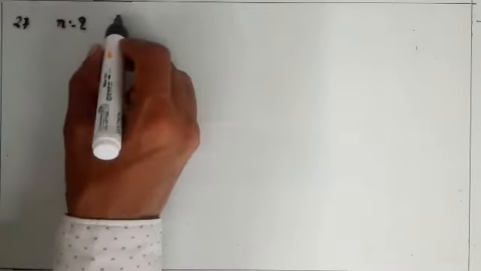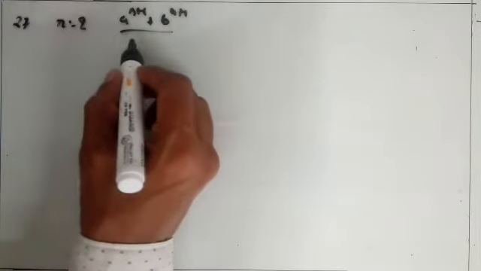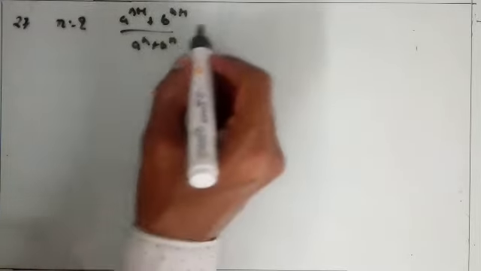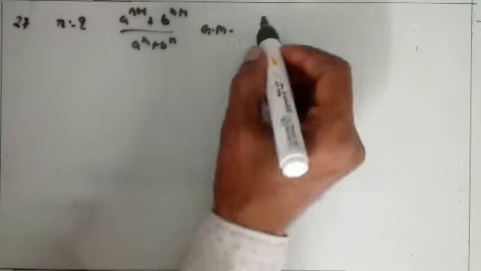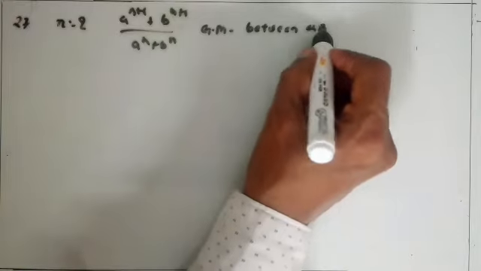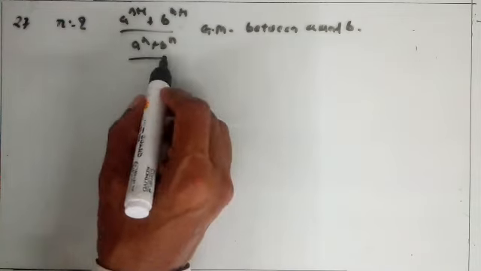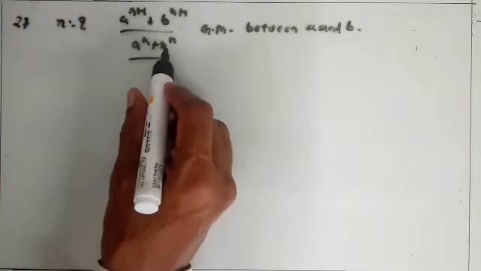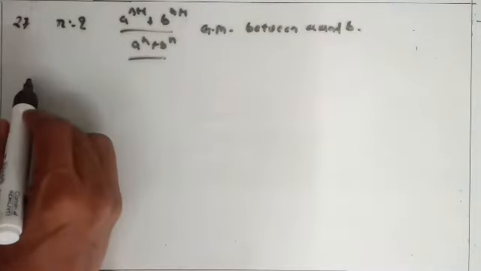Now question number 27. Find the value of n. Show that (aⁿ⁺¹ + bⁿ⁺¹) upon (aⁿ + bⁿ) may be the geometric mean between A and B. Here the given term (aⁿ⁺¹ + bⁿ⁺¹) upon (aⁿ + bⁿ) is a geometric mean between A and B.